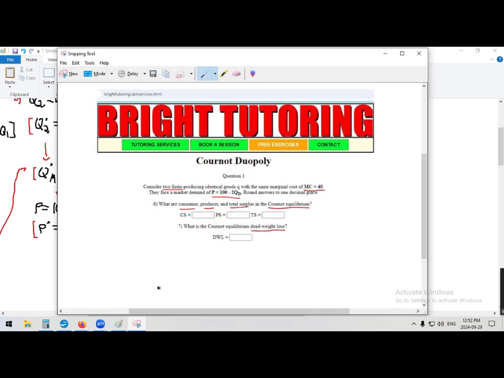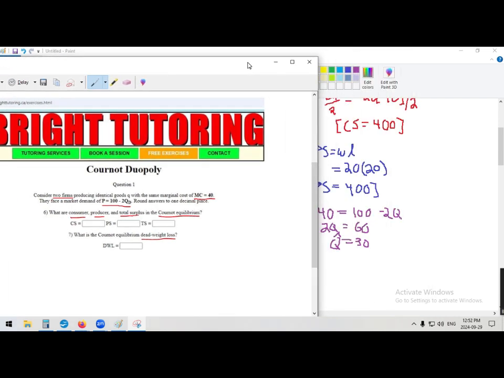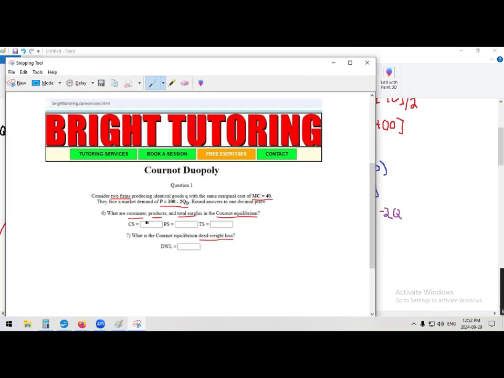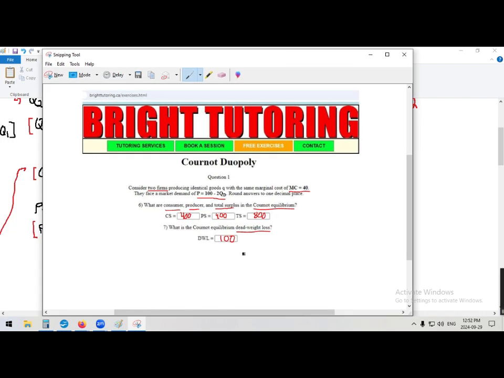So going back, for the consumer and producer surplus, they were 400 each. That gave us a total surplus. Add those up, you get 800. And then the deadweight loss was 100. And that's how you complete that question.